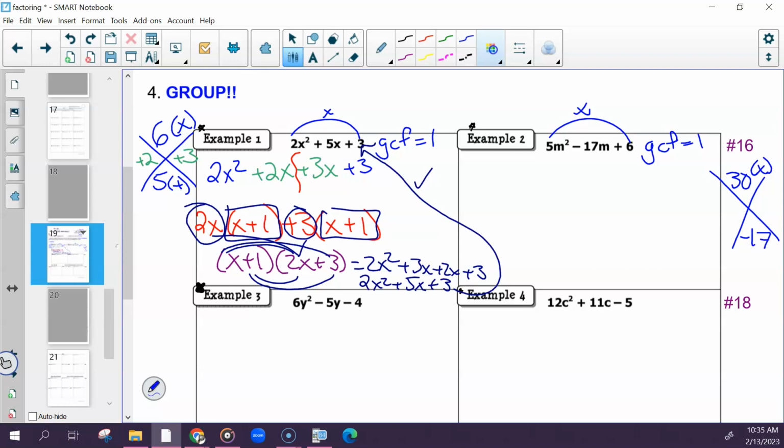Since we're multiplying to be a positive number, the only two ways it can be positive is if both factors are positive or both factors are negative. So think about your factors of 30. They would both need to be negative since 17 is negative. Which factors would work? Both negative.